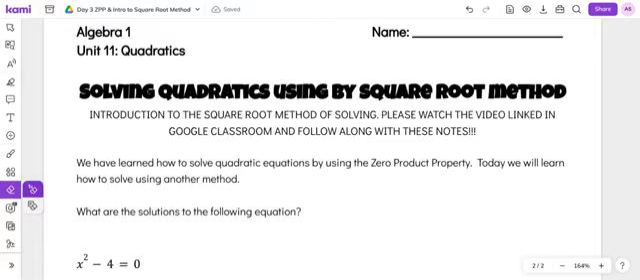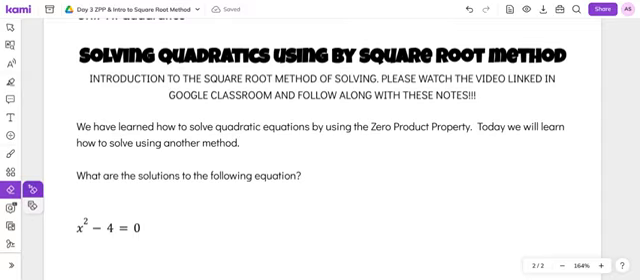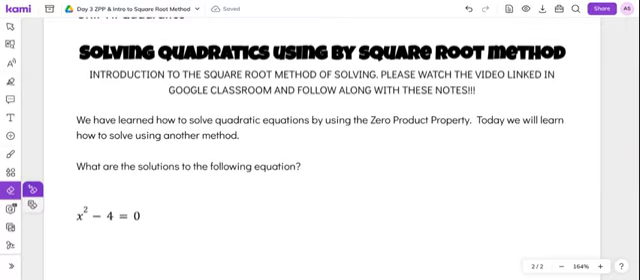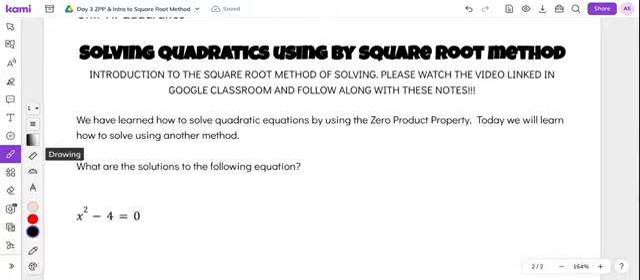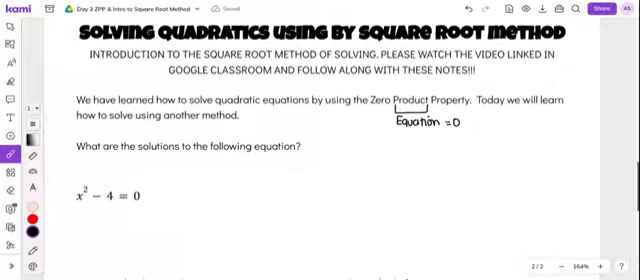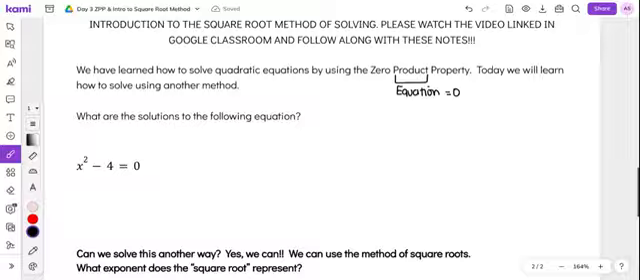Now, what's really important is that the square root method differs from zero product property in the sense that when we were using zero product property, our equation had to be set equal to 0. But when we solve using the square root method, that is not necessarily true because a quadratic equation can really be set equal to anything, right? Only the zero product property states that it has to be equal to 0. So let's kind of just refresh, right?